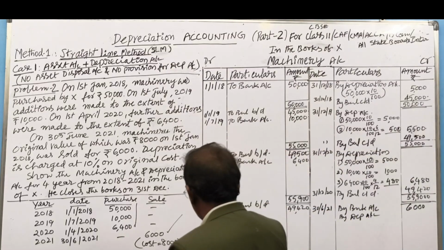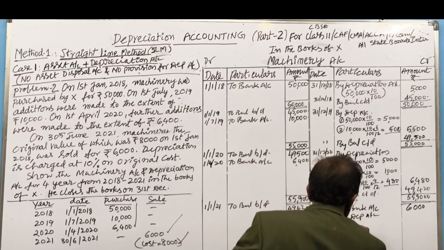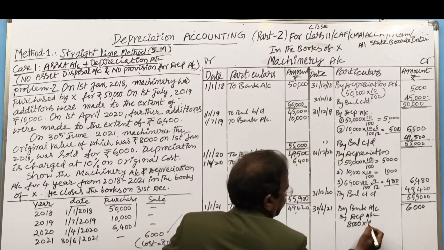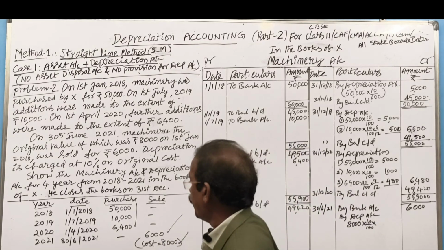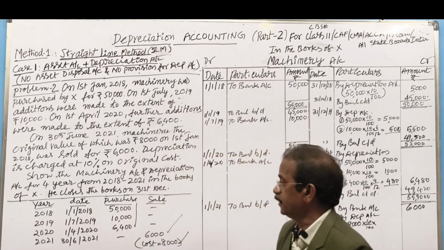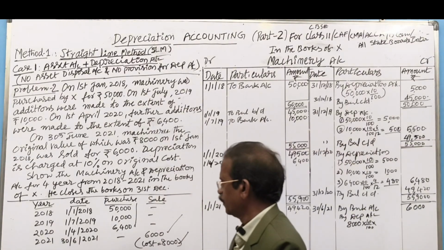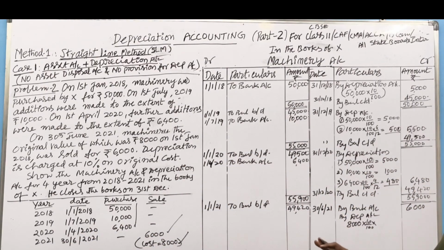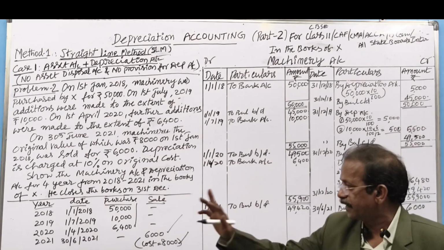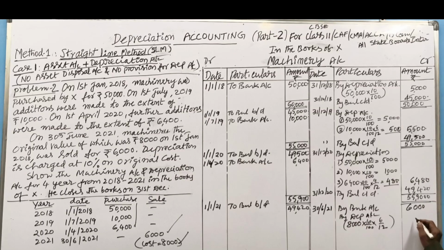You take the original cost because we are following the SLM method. So 8,000 into 10%, means 10 by 100, into the number of months you have used this machine in the fourth year. How many months? On 30th June 2021 you have sold, so from the opening date to that date is 6 months. So 6 by 12. The amount will be 400.